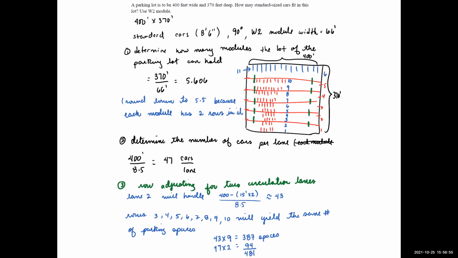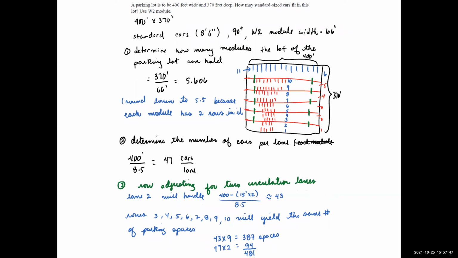Then based on that, we determine the number of cars per lane. If you were to design without the circulation lanes, you can fit a total of 47 cars per lane, which is 400 divided by 8.5. But remember, we have to have those circulation lanes so the traffic can flow within the parking space. So 47 cars a lane, but we are going to adjust those for 2 circulation lanes, one at the right and one at the left. Those are denoted by the green lanes in the picture.